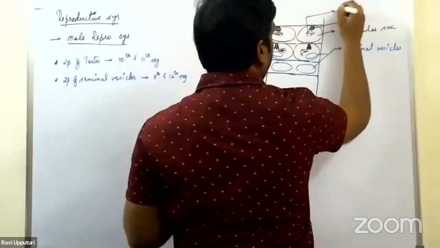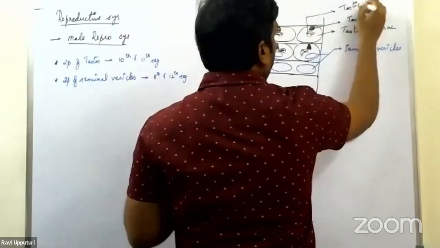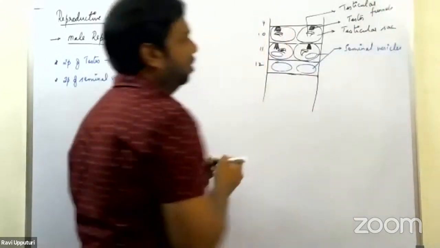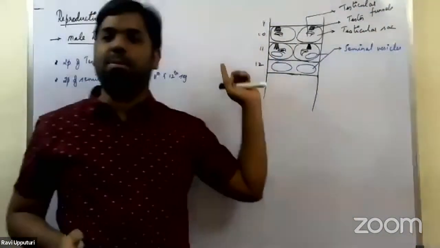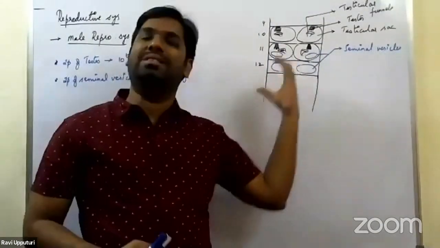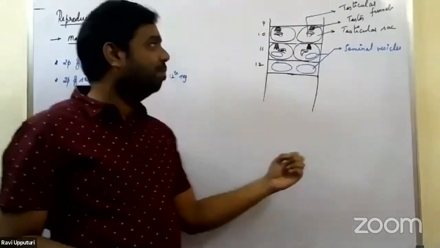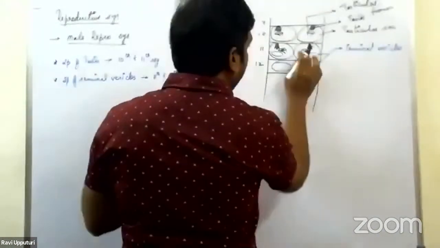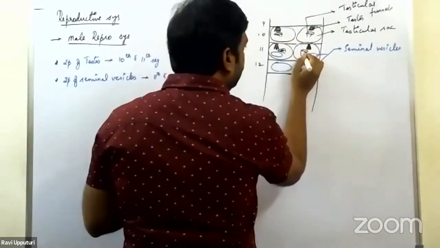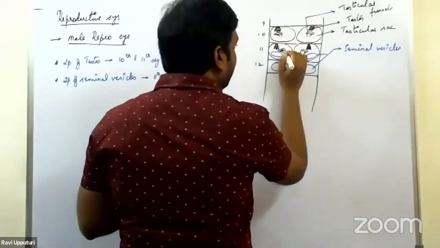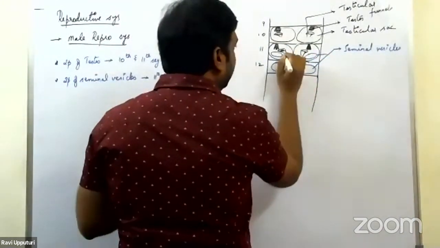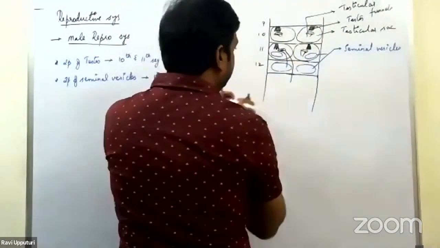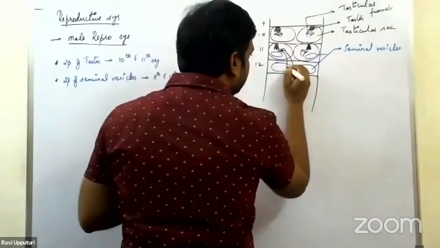I'll just write it down here. We would call them testicular funnels. As and when the sperms are being formed, the testicular funnels will start collecting the sperms from the testis, and start conducting those sperms to the seminal vesicle. So this is how it would actually start conducting the sperms.